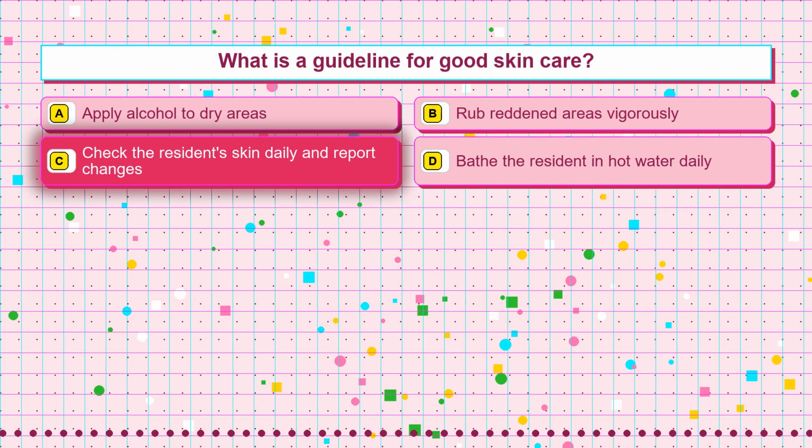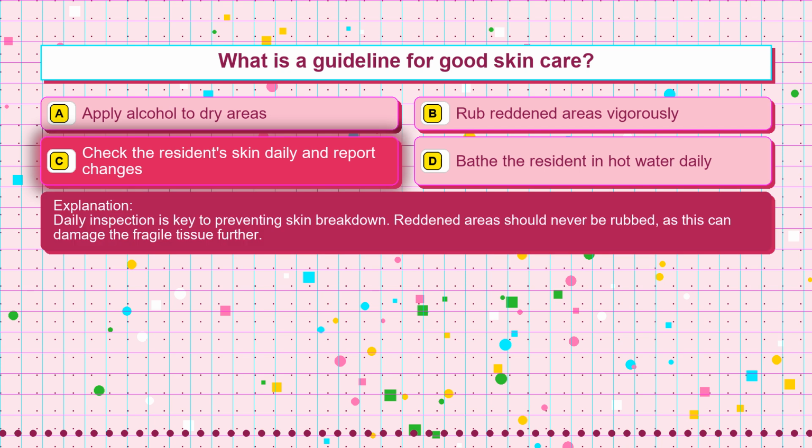The correct answer is option C. Check the resident's skin daily and report changes. Daily inspection is key to preventing skin breakdown. Reddened areas should never be rubbed, as this can damage the fragile tissue further.